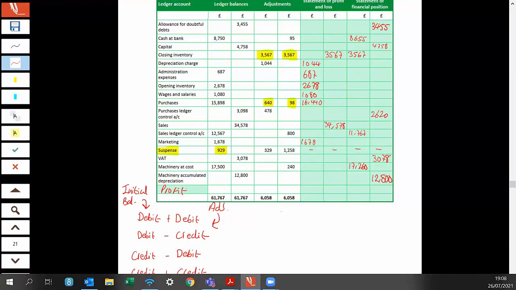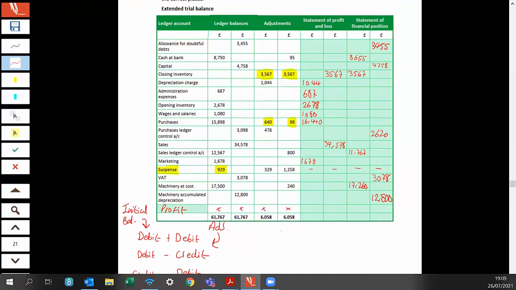Now, profit doesn't go in any of these here. This isn't an adjustment. This isn't an initial balance. It's just going to be the balancing figure. So what you would need to do is total up your columns. Find the column in each statement that has the higher amount. Now, just to save us going through all of these, when you go through the statement of profit and loss and you total everything up, on the credit side of your profit and loss, you have 38,145 as a total.